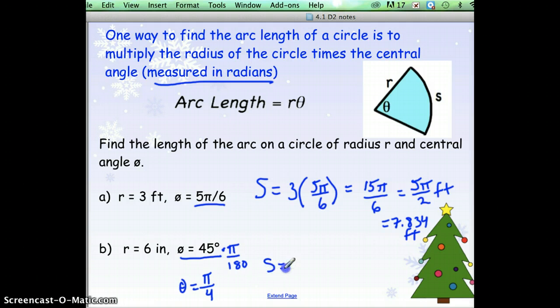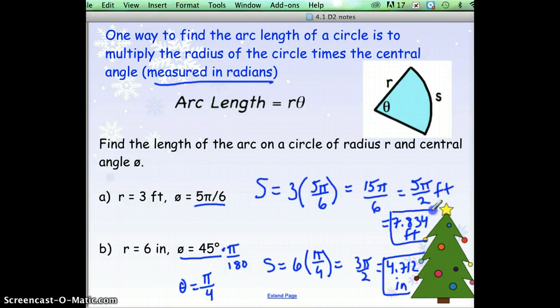So now to find our arc length, we're going to take the radius of 6 and multiply by our angle in radians. And so that would be 6 pi over 4, or you could reduce it down to 3 pi over 2, or you can give the answer as a decimal, which would be 4.712. And again, the units are whatever the units of the radius are, so inches. The main thing though is you gotta make sure that your angle is measured in radians to use this formula.